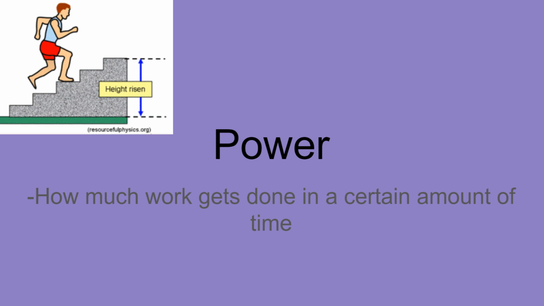Power is the rate at which work is done. The unit for power is watts, or joules per second. To solve for power, you can use power equals work over time, or you can use power equals force times distance over time.